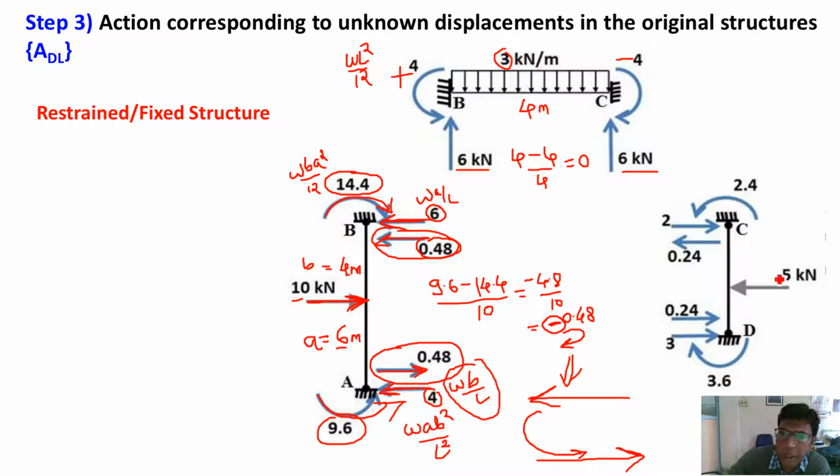Come to the right column, that is CD. Load is acting 5 kilonewton. This distance is 3 meter and this distance is 2 meter. We are observing this column from this direction. This is the direction of observation. So C is a left joint, so anti-clockwise fixed-end moment at C, and D is a right joint, so clockwise moment at joint D.